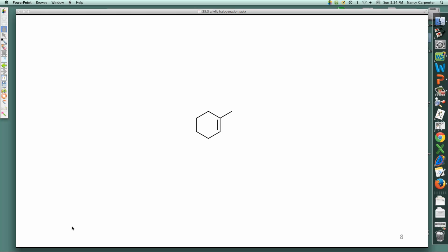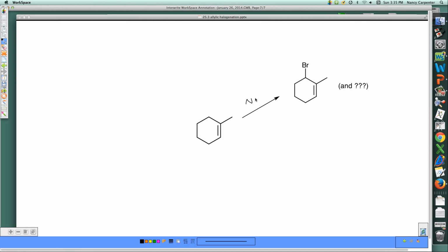Alright, so what do we got? If we have a substituted alkene like methylcyclohexene here, we now know we can do an allylic halogenation with NBS and maybe some heat or peroxides, but stand forewarned that this reaction actually isn't going to work well. Think about the other products that could form here. Because it's really going to be quite a mess.